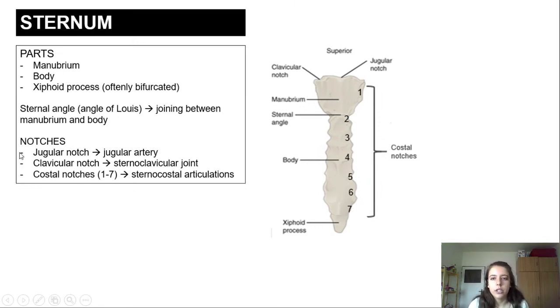And then we go through the notches. We have three types of notches. Notches in Latin, maybe you heard, are called incisura. So jugular notch for jugular vessels, clavicular notch for articulation with the clavicle, and then the costal notches for articulation with the ribs, with the costae. There are seven costal notches, which is important for us here, for articulation with seven true ribs. That's why they're called true, because they attach to the sternum.